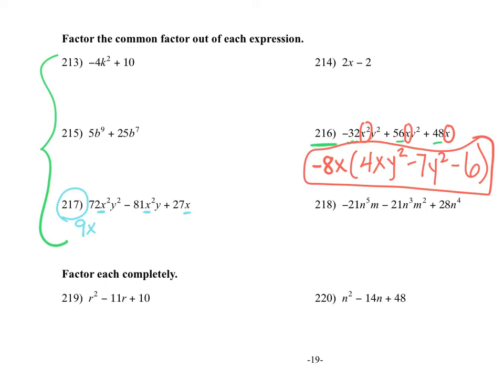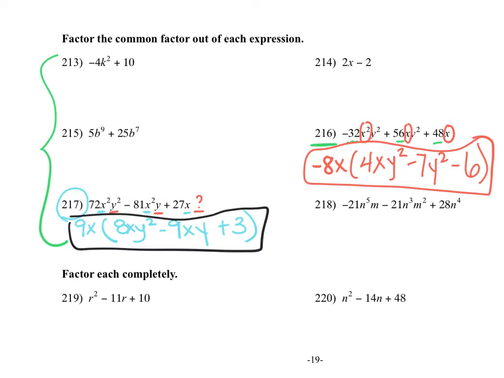And then same reason as the last problem. I have a y squared, a y, but I don't have anything here, so I cannot pull that out. So open parentheses, and I get 8xy squared minus 9xy plus 3. And this would be my answer.